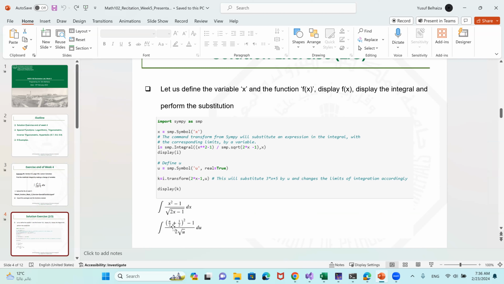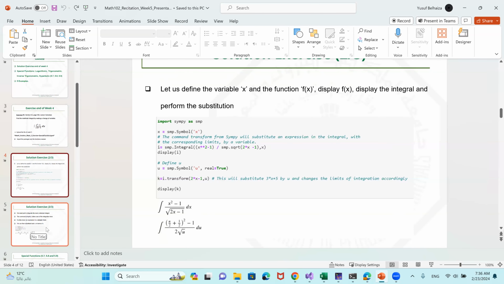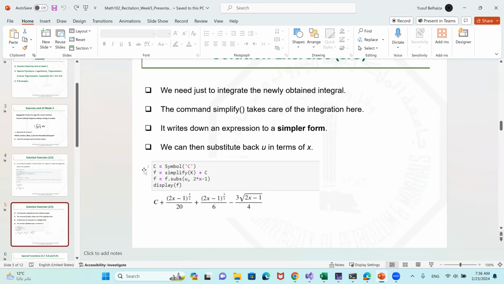The integral of (u over 2 plus 1/2) squared minus 1, all divided by the square root of u. The whole purpose of this substitution is to get rid of this 2x minus 1, which was under the square root. Okay, so once you have performed this substitution, all we need now is to integrate the newly obtained integral.